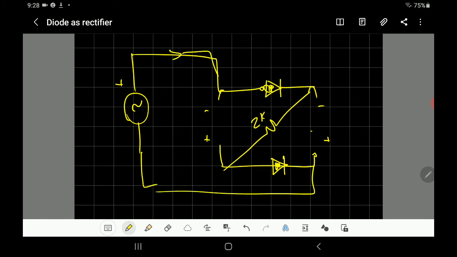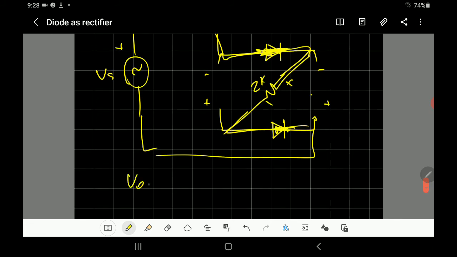And we know that the current will go in this direction. So if this one is like a short circuit, no voltage drop, the voltage across the load will be the same as the voltage of the source. So the voltage across the load is equal to 15 sine omega t.